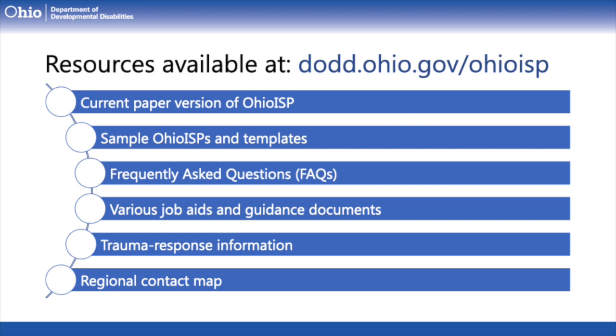For more information and resources, you may visit our Ohio ISP website at dodd.ohio.gov/OhioISP. Here you will find the current paper version of the Ohio ISP, sample Ohio ISPs and templates, frequently asked questions, which are updated regularly, various job aids and guidance documents such as ones for outcomes and the 6 essential elements, trauma information, and a regional contact map, which will connect you with the right DoDD contact in your area.